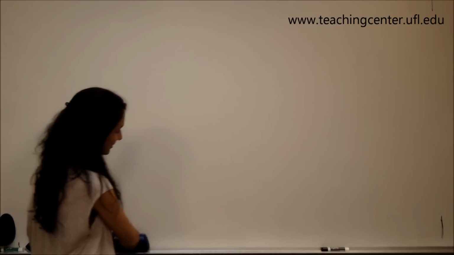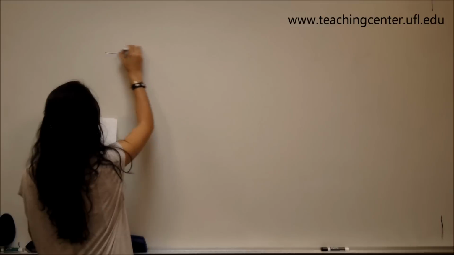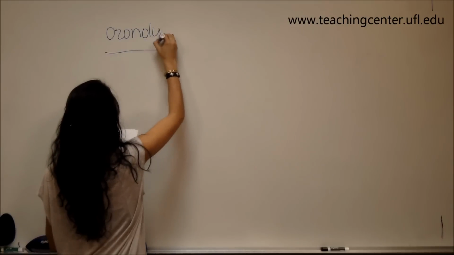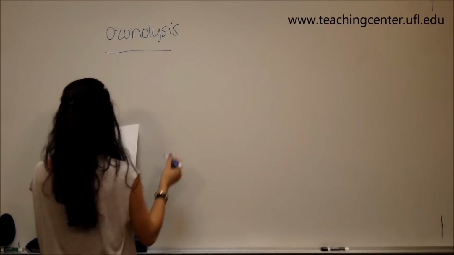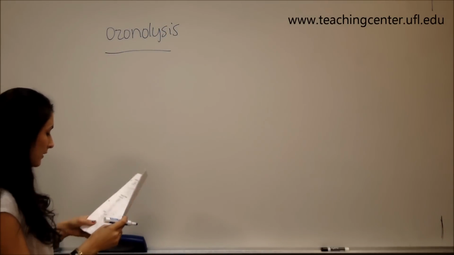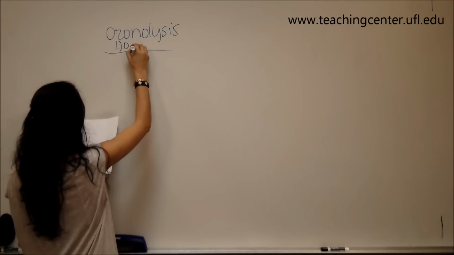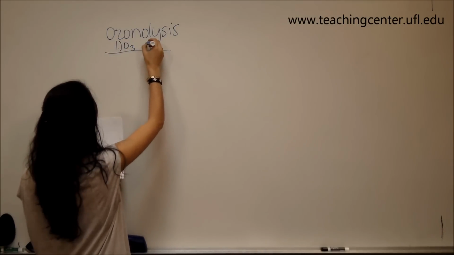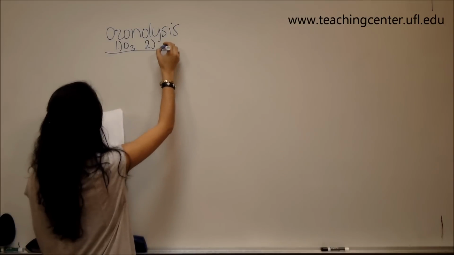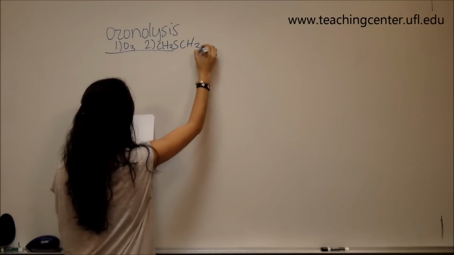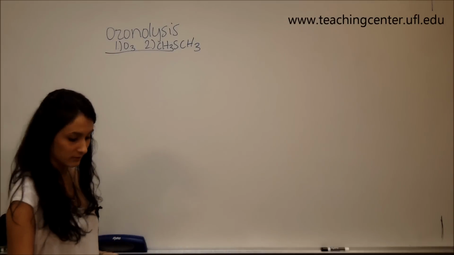I think it's the coolest reaction of Chapter 6. All right, so what do you need for ozonolysis? The first step is going to be O3. And the second step is going to be CH3SCH3, or (CH3)2S. You'll see both.